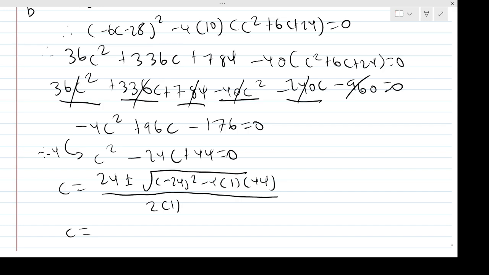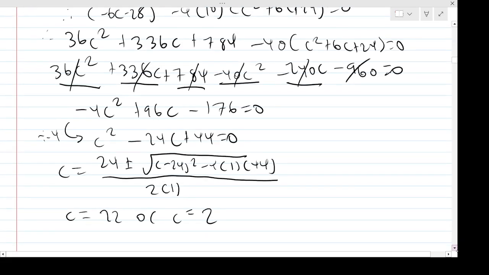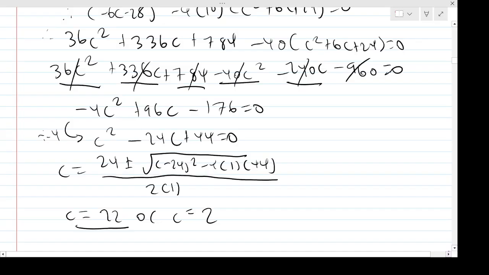But yeah, so that gets me c is 22, or c is 2, and that is actually a bit of a sigh of relief because those are quite nice, sensible numbers, right? So that leads me to believe I did something right. Anyway, so that's my two values then.